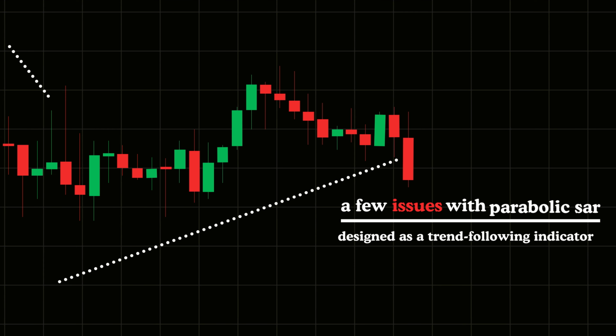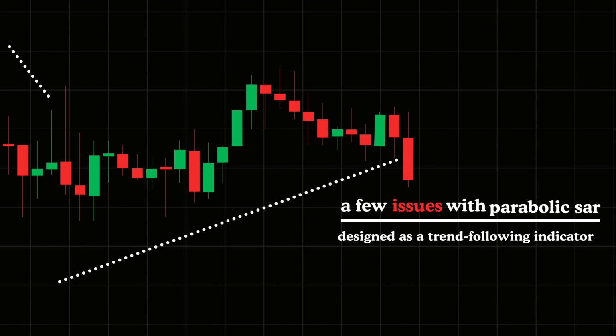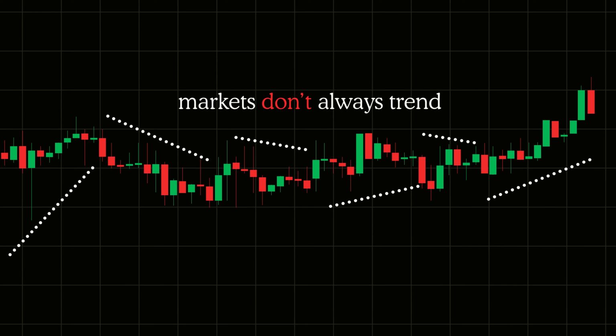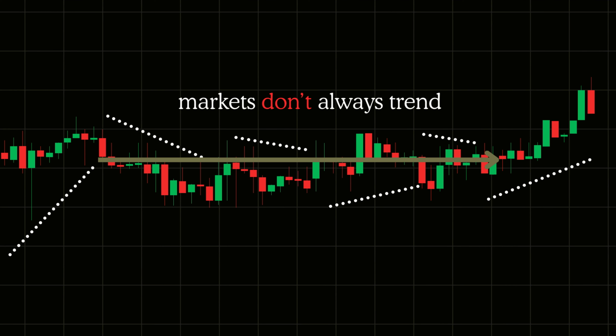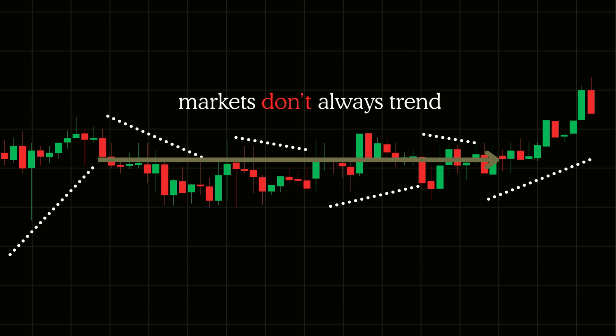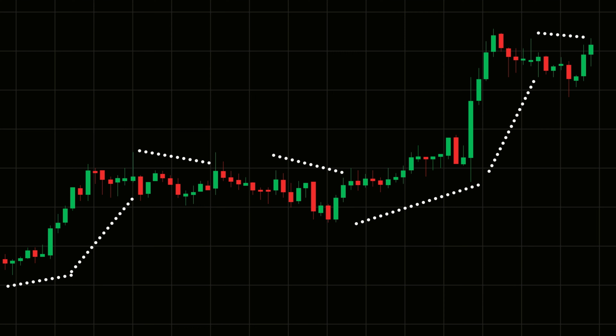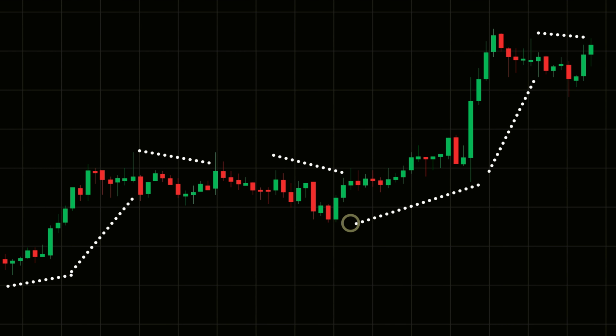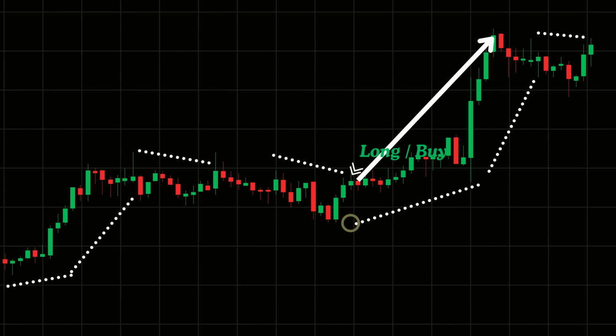First of all, the Parabolic SAR is designed as a trend-following indicator, which means it performs best in trending conditions. Keep in mind that markets don't always trend, they can also move sideways, and since the Parabolic SAR continuously generates signals, it will keep doing so even during ranging markets. Let me give you an example.